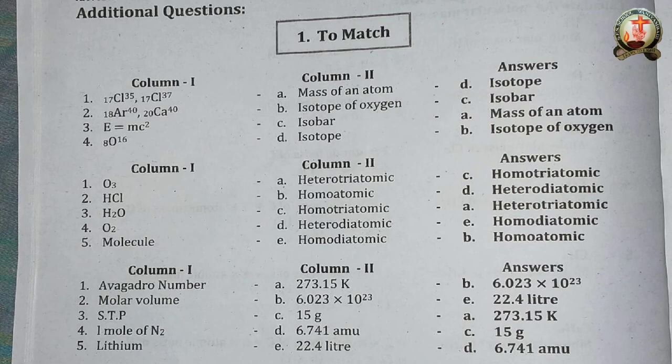Okay, then Avogadro number I already showed. What is Avogadro number? 6.023 into 10 to the power 23 is called Avogadro number. So molar volume is 22.4 liters. That is the standard value. So STP, standard temperature and pressure, is equal to 273.15 Kelvin. You can remember it.